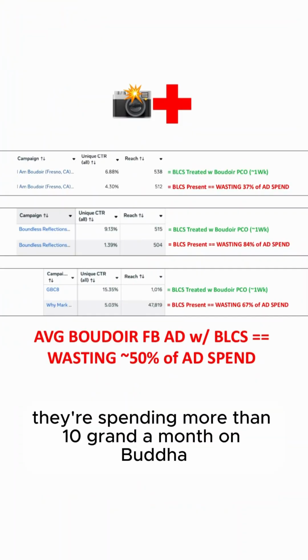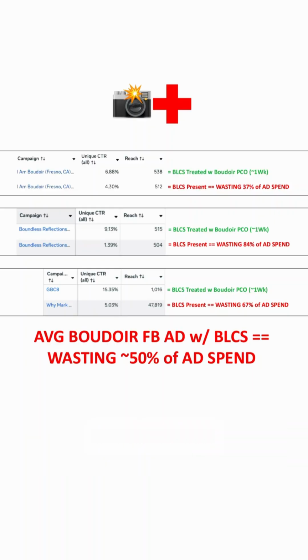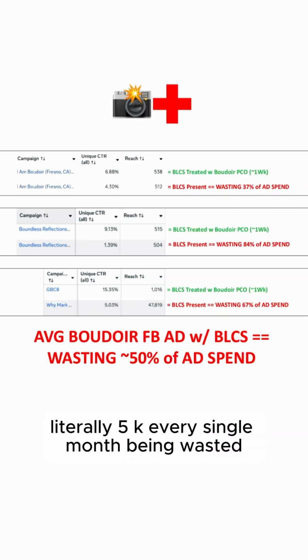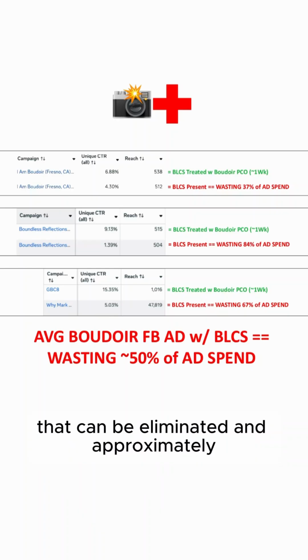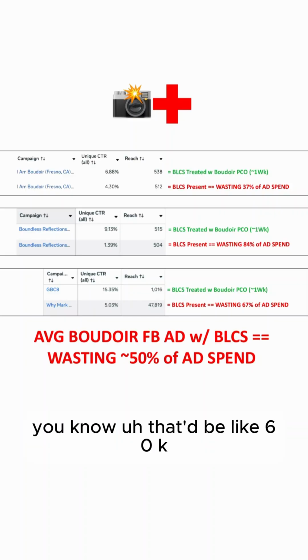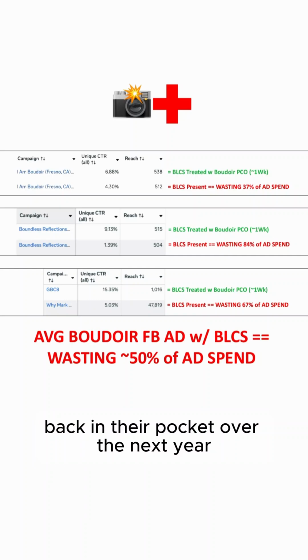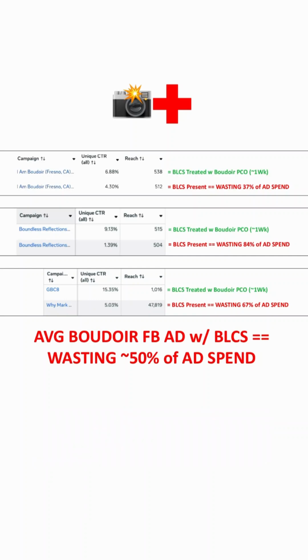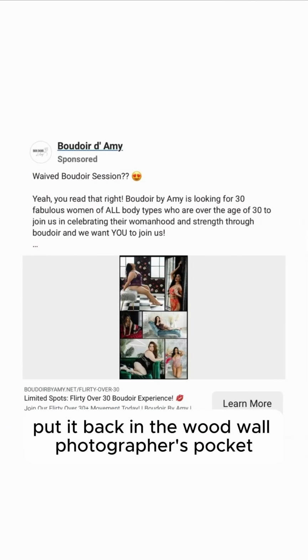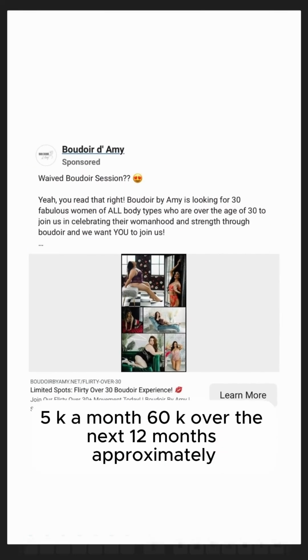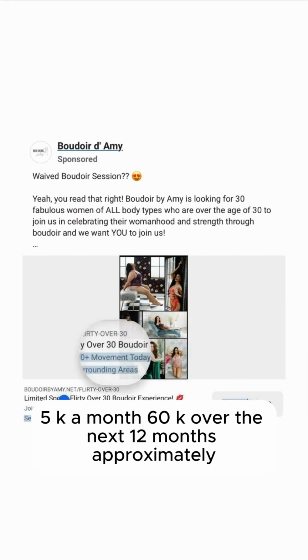So they're spending more than 10 grand a month on Boudoir Facebook ads. Literally 5K every single month being wasted. That can be approximately 5K a month. It's being wasted. That can be eliminated. And approximately, that'd be like 60K back in their pocket over the next year. So, put it back in the Boudoir photographer's pocket, 5K a month, 60K over the next 12 months approximately.